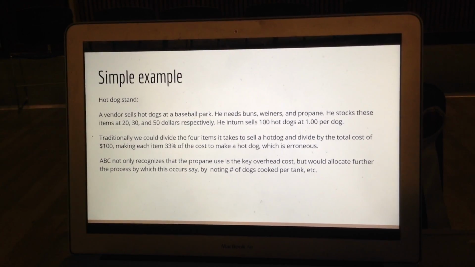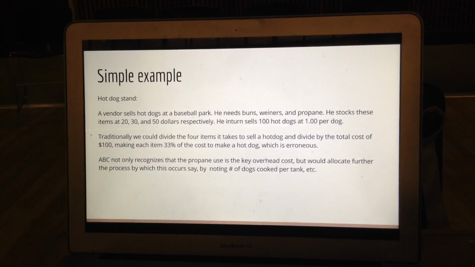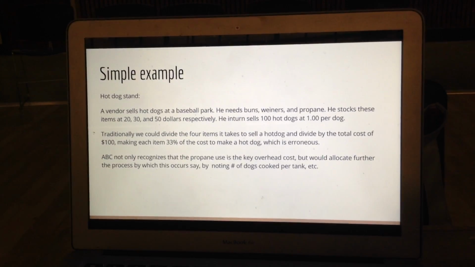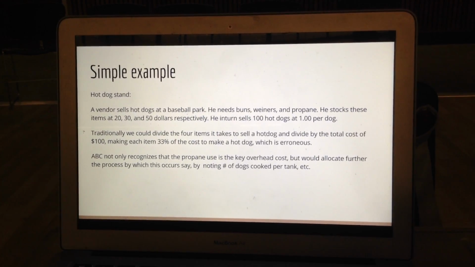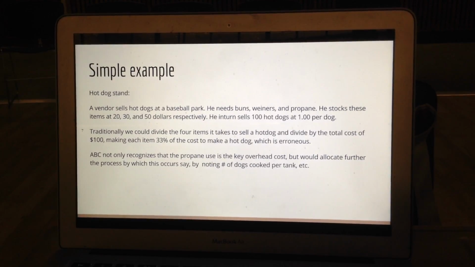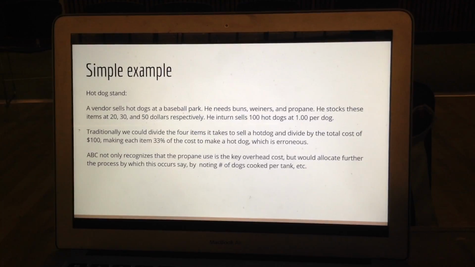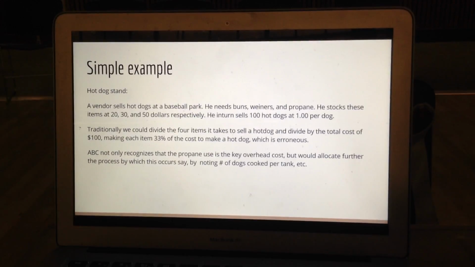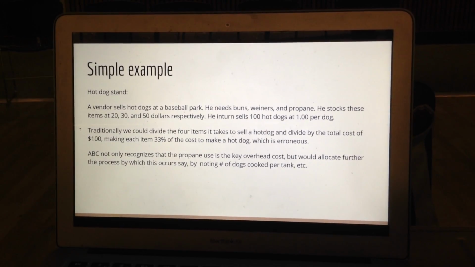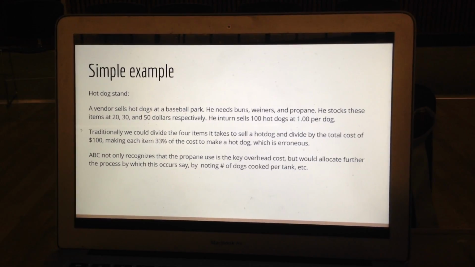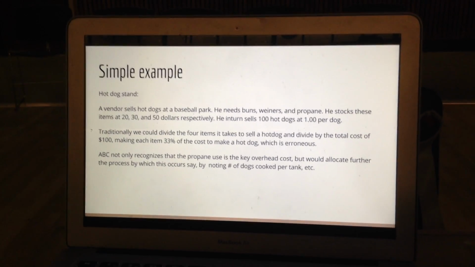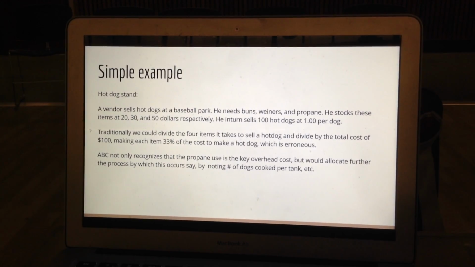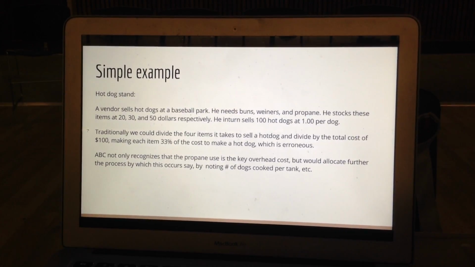We have here a simple example to dive into activity-based costing and how it's viewed and how it works. In this example, we have a vendor that sells hot dogs, and in order to make these hot dogs, he needs 2 materials, the buns and the wieners, and a certain, what we're going to think of as the overhead, the propane to cook these. And we have a certain cost for these items, given here as 20, 30, and 50 respectively. And then we're told he sells 100 at $1 each.